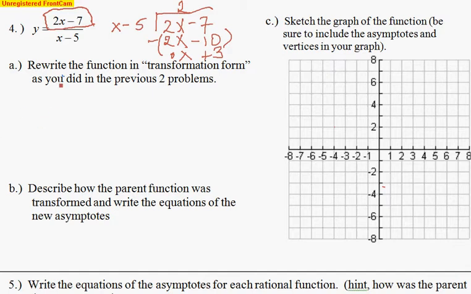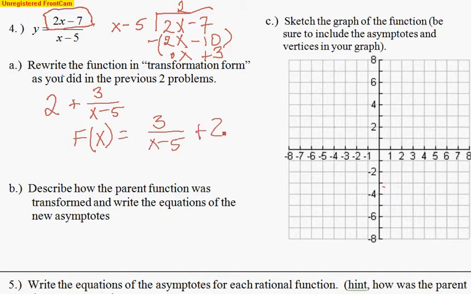And so my final answer is, how many times does x minus 5 go into 2x minus 7? It goes in twice with 3 x minus 5s left over. And the form that we're used to is this form. It's really close, but typically we look at it this way. f of x equals 3 over x minus 5 plus 2. Now we can see the shifts and the dilations really clearly.